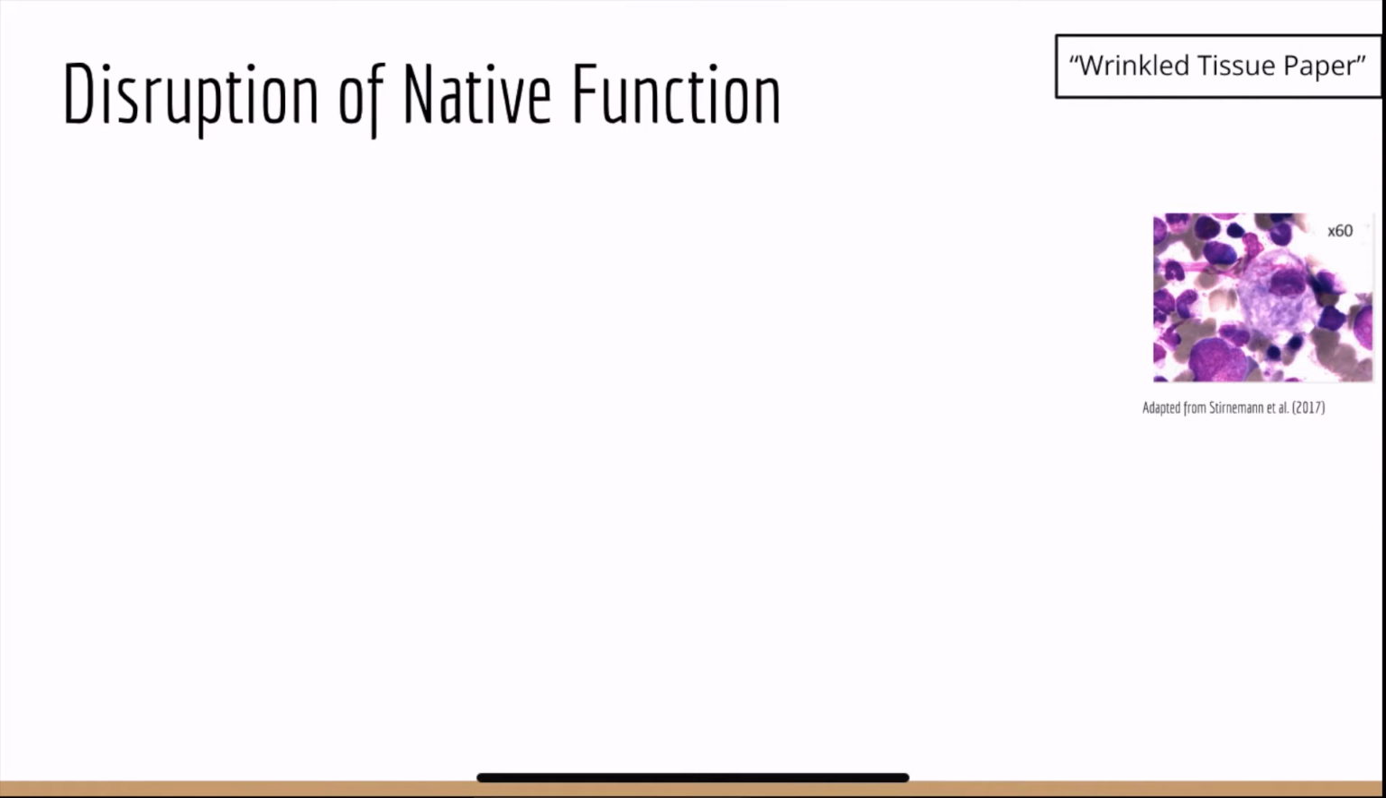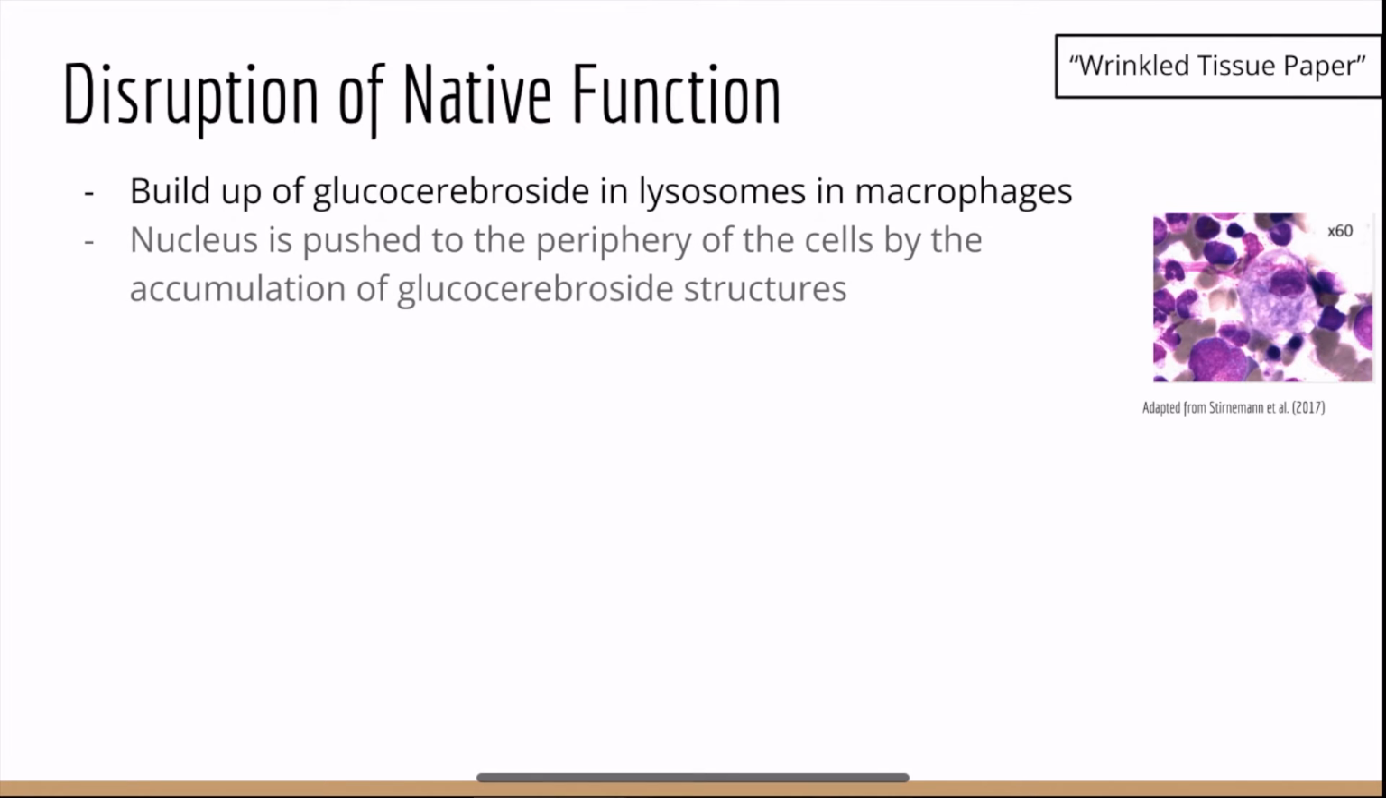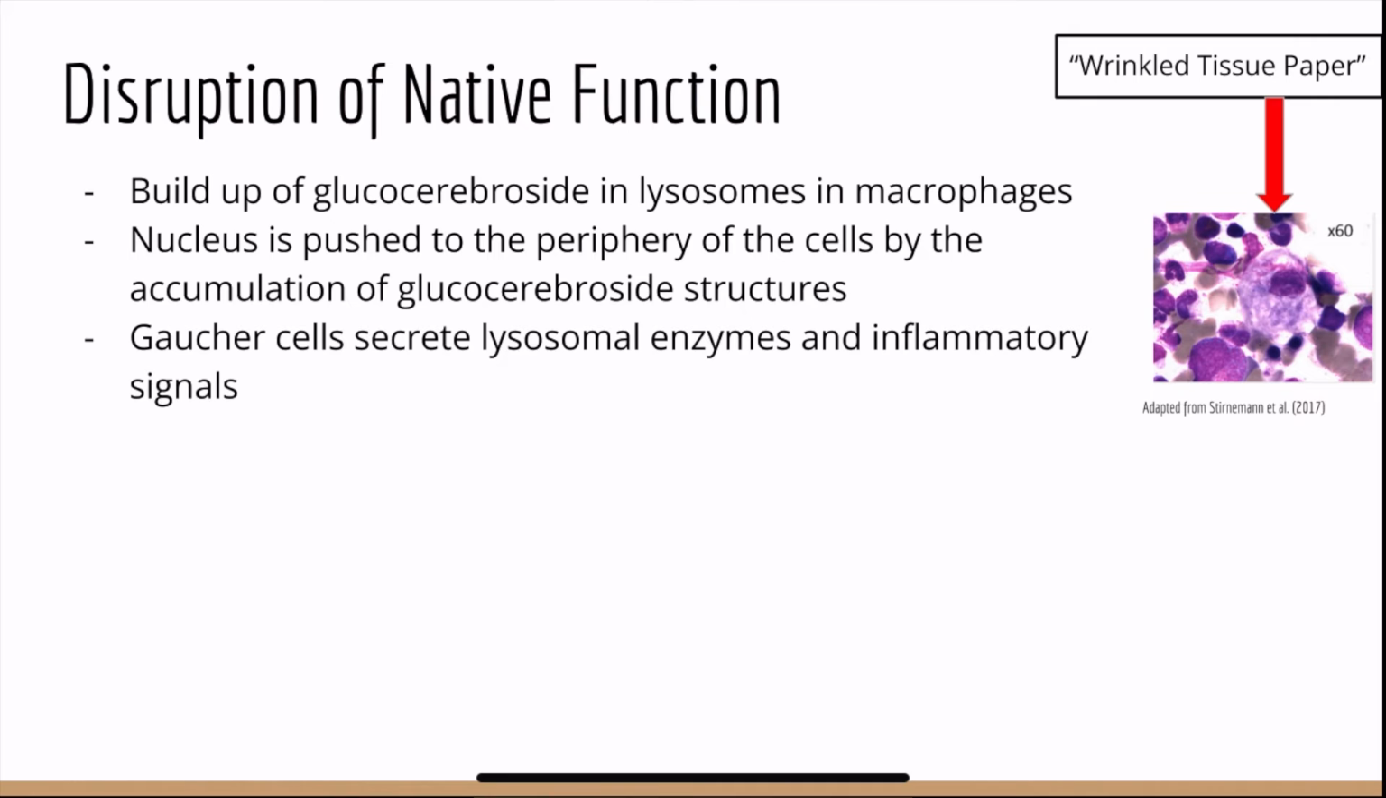A deficiency in glucocerebrosidase causes a buildup of glucocerebroside in the lysosomes of macrophages. In fact, the nucleus of those macrophages is pushed to the periphery of the cell by the accumulation of glucocerebroside. This type of macrophage that is affected by the accumulation of glucocerebroside is called a Gaucher cell, and they are particularly dangerous as they secrete lysosomal enzymes and inflammatory signals. Gaucher cells are said to have a wrinkled tissue paper appearance.